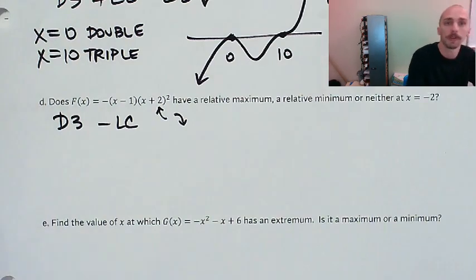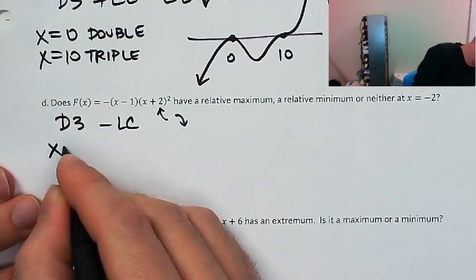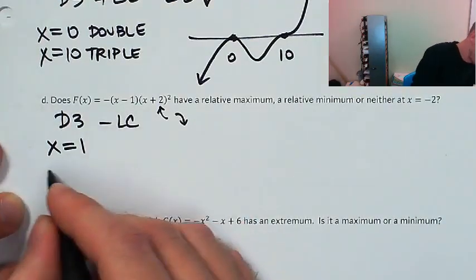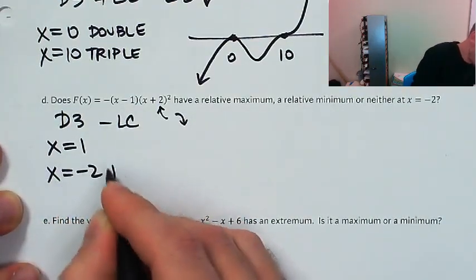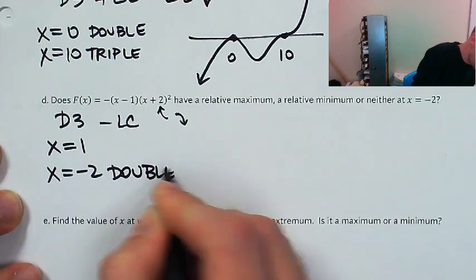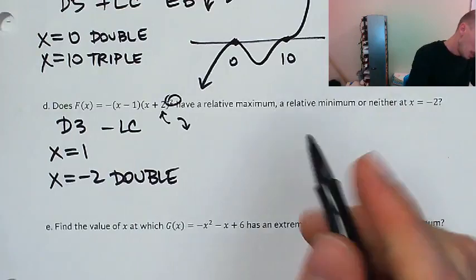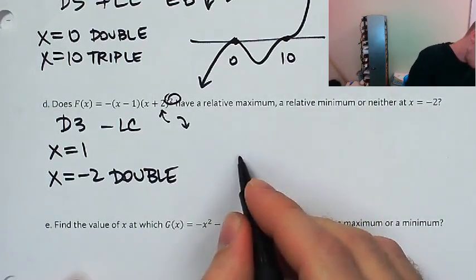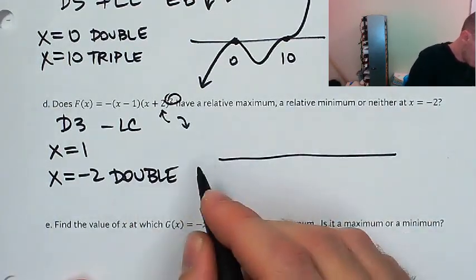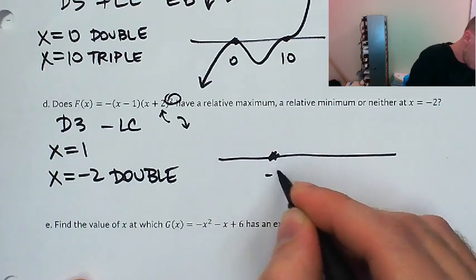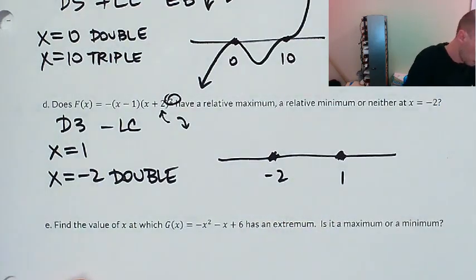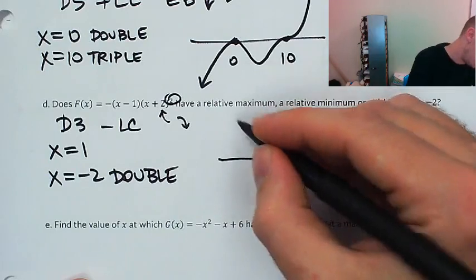I forgot what I was thinking here. Oh, it's already factored, so I just list out the zeros. X equals positive 1, that's a single root. X equals negative 2 is a double root. And it's a double root because of that exponent right there. Right, and then I'm going to go over here. X equals negative 2. X equals positive 1. Degree 3 with a negative leading coefficient.